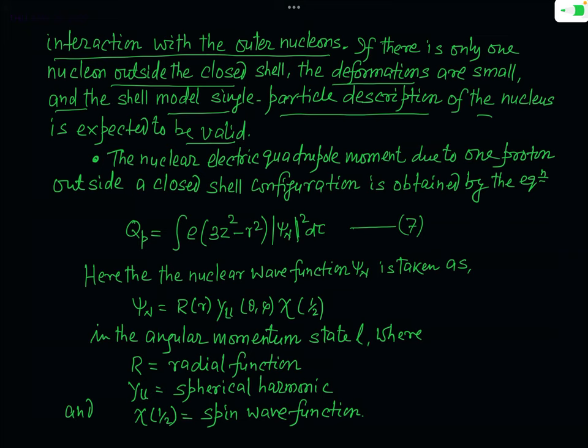Now let us consider a nucleus which is odd A and odd Z. It means this nucleus has an odd proton number, or you can say there is only one proton outside of the closed cell. It means you are considering a nucleus whose cells are all closed, but there is only one shell outside of the closed shell, which contains only one proton. Now, if we want to find the quadrupole moment of such a nucleus, which has only one proton outside of the closed shell, then the quadrupole moment can be found by this expression.